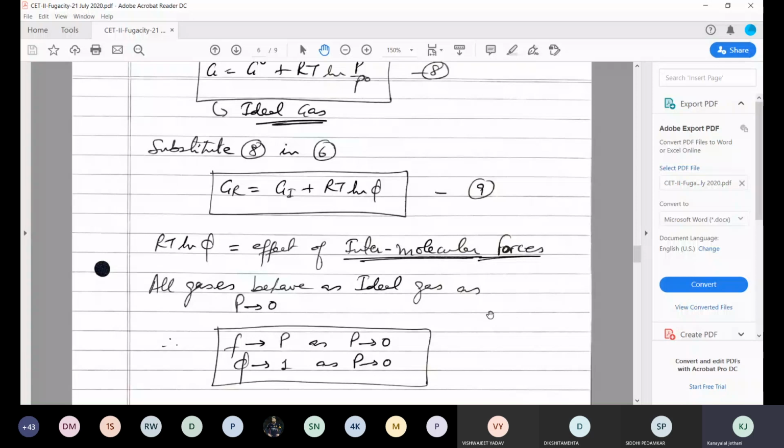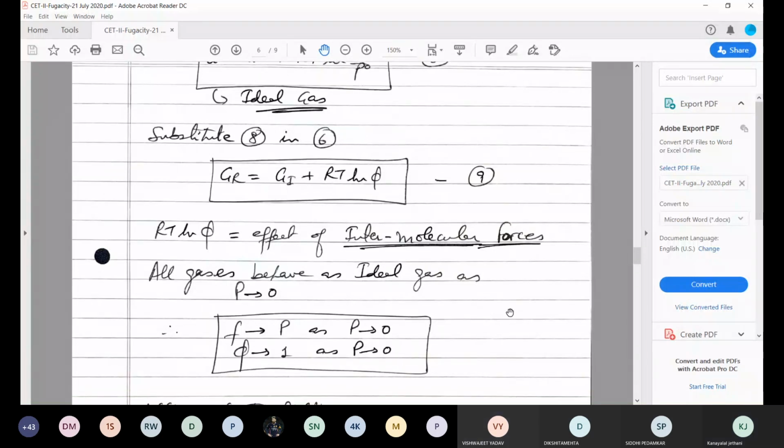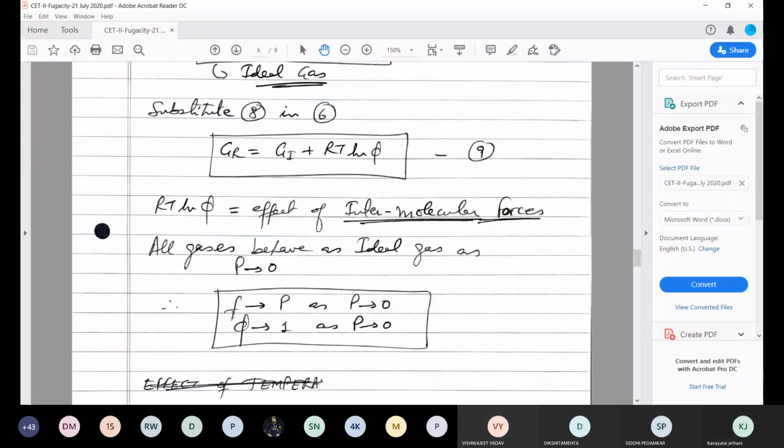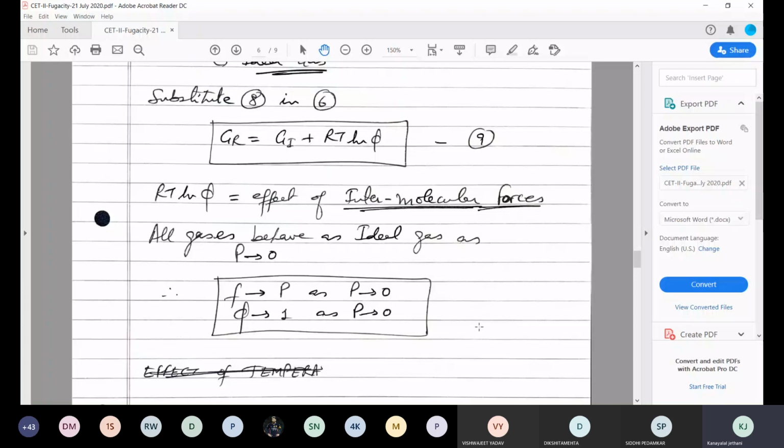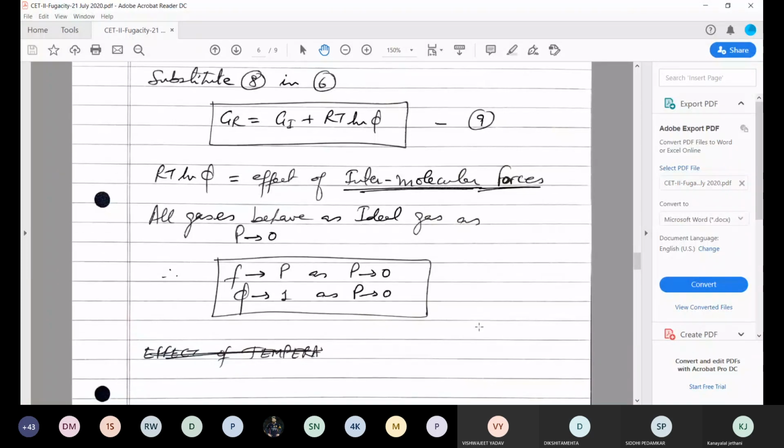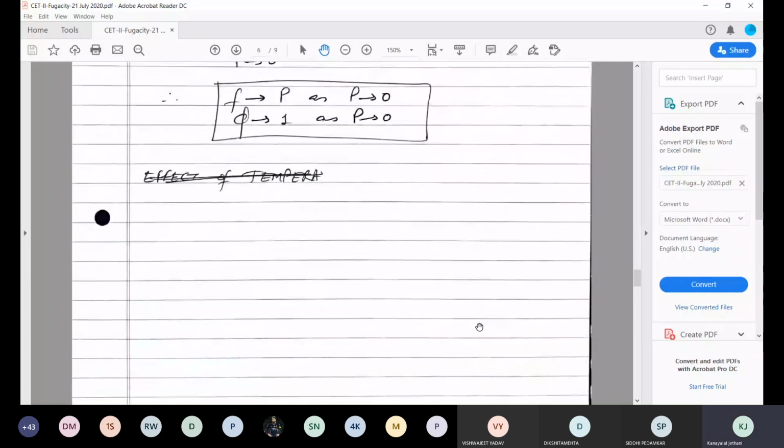Did you understand equation nine? Yes, yes. Okay, and we have defined by standard state F tends to P as P becomes zero or low pressure. So if you define this, then automatically phi is equal to F by P. So if F tends to P, phi will tend to one as pressure reduces to zero or low pressure. Any doubts so far? Okay, so if it is clear, then let us proceed to next slide.